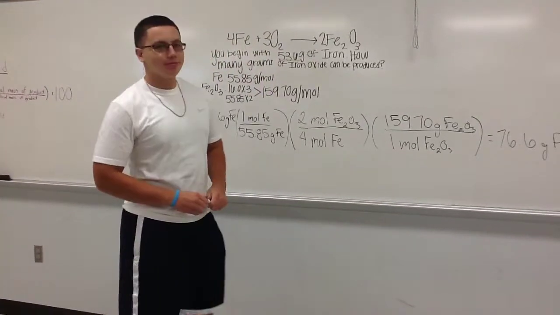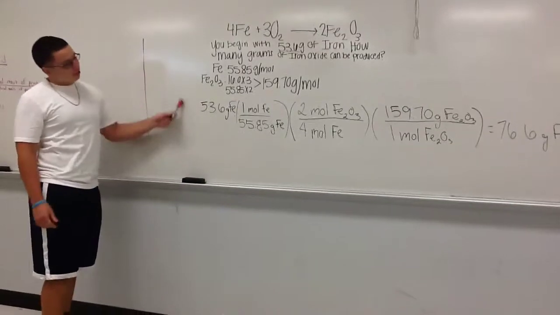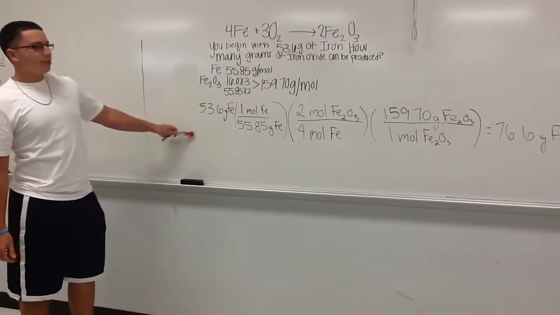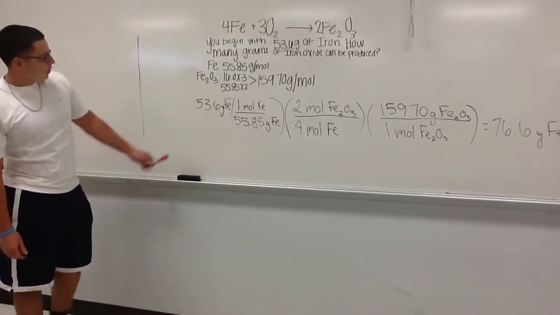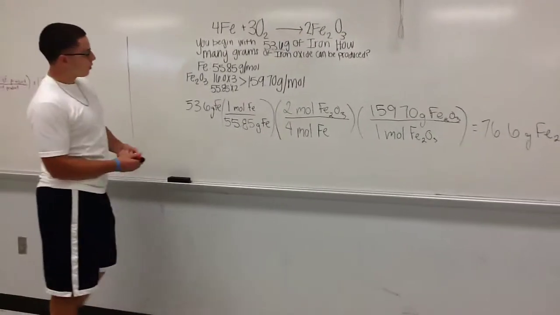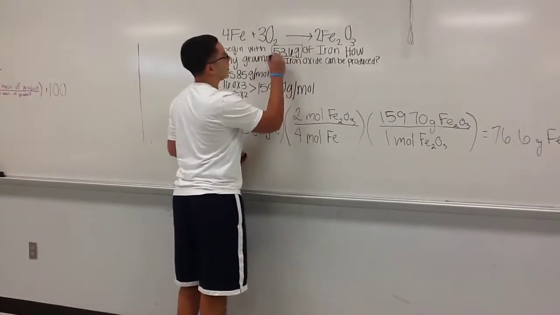Alright, hi, I'm Freddie, and I'm going to continue the problem that Aaliyah was doing. I'm going to show you the stoichiometry step of the problem. Alright, they gave you this number, 53.6 grams of iron. They gave you this in the problem.